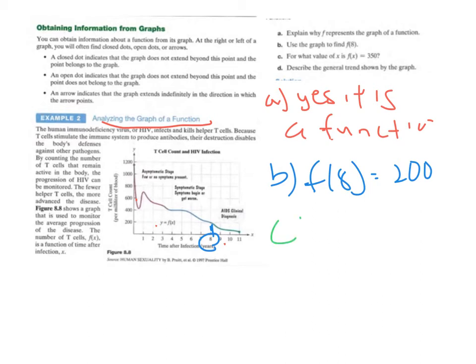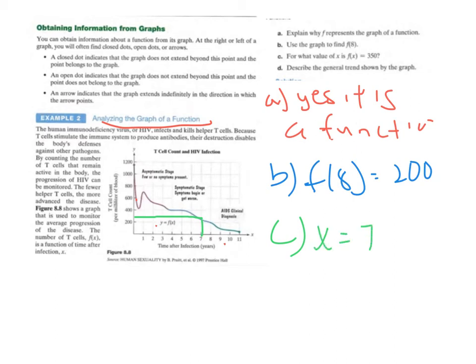Then C, I'm going to erase the blue here. C is what if we go the other way around? The other way around is what if we want to know what x is when it's 350. So if I go, 350 is probably somewhere around in here, and then go straight down, it looks like x equals 7 when it's at 350.